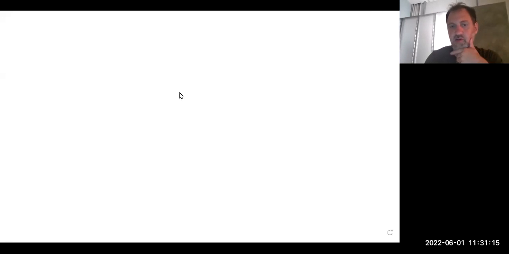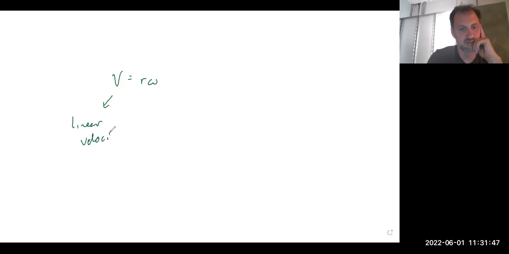Hey everybody, let's talk a little bit about conversions. So conversions are a topic you may have done some work on before, and they're important in this section where we talk about angular speed, because in the equation V equals R omega, we've got the linear velocity here, we've got the radius here, and we've got the angular velocity here.